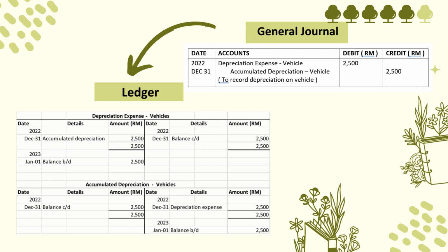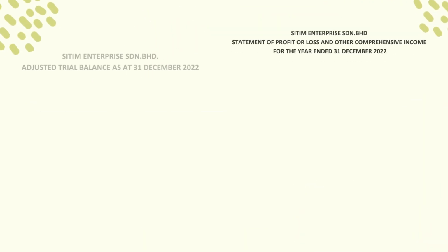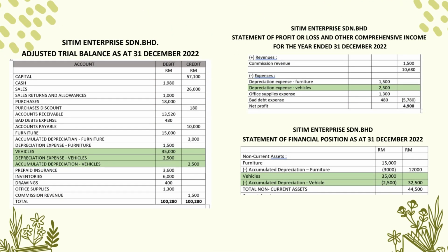So we just directly put the depreciation expenses for the current year, and then we balance the debit side and the credit side, and the balance BD that we get is 2,500 on the credit side. Next, we can record the items in the adjusted trial balance as at 31st December 2022. The depreciation expenses for vehicle we record on the debit side, the amount is 2,500, and the accumulated depreciation for vehicle we record on the credit side, the amount is 2,500.